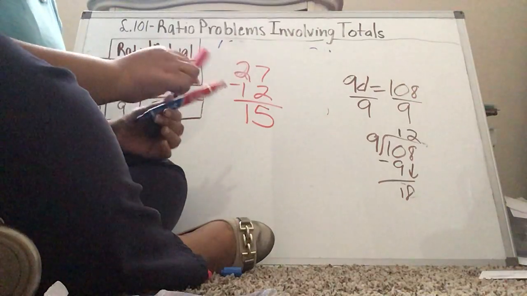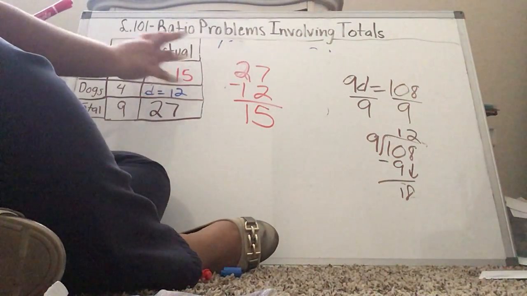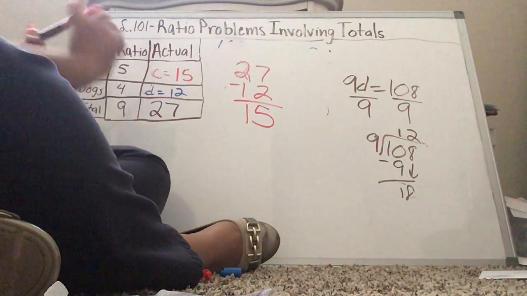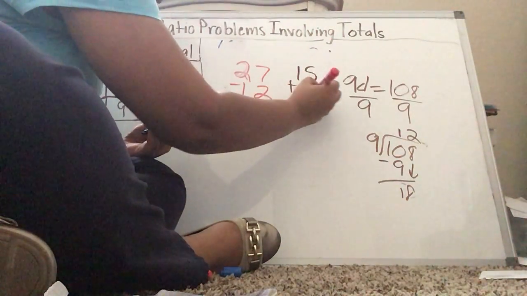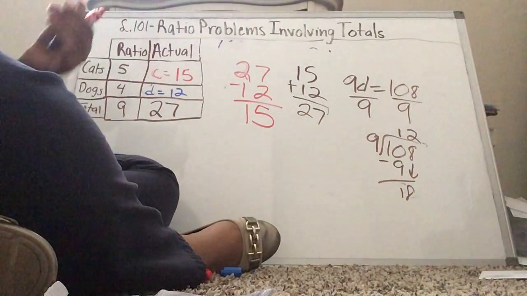And then, of course, we want to check our work, so let's just make sure that the actual amounts we found, the variables we found, equal the total. So 15 plus 12, 5 plus 2 is 7, 1 plus 1 is 2. So 27, there you have it.